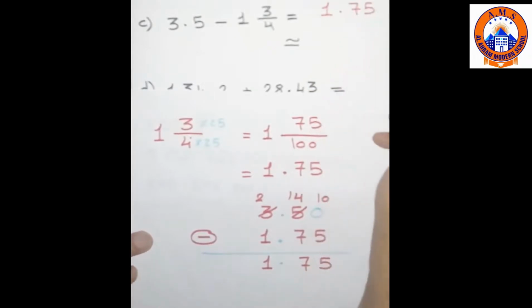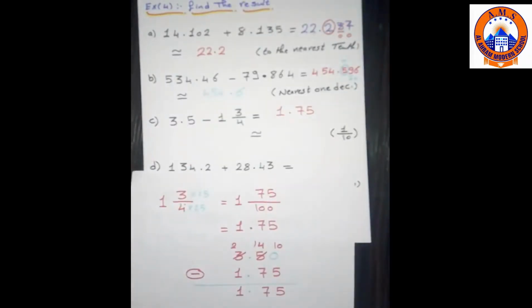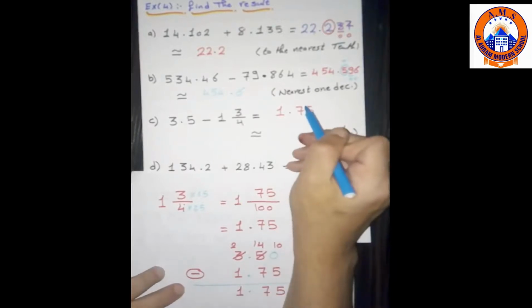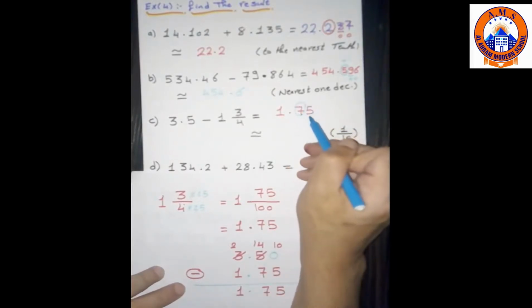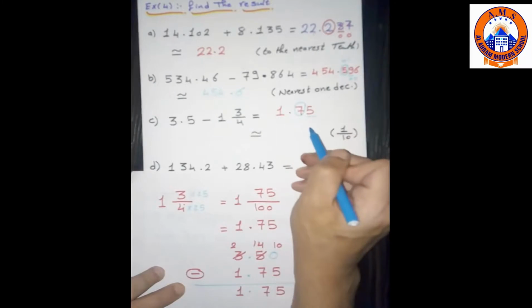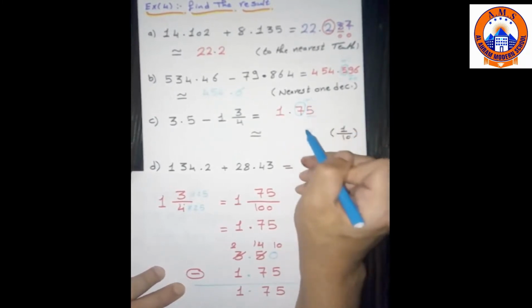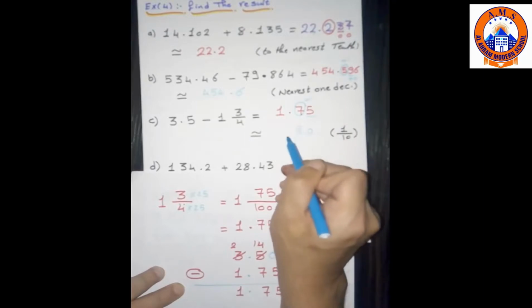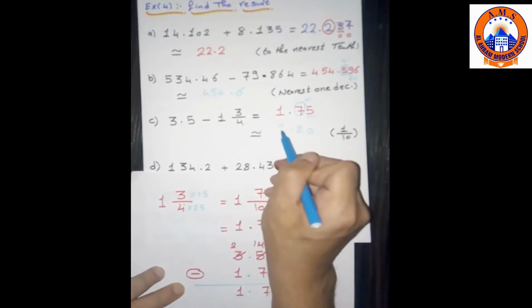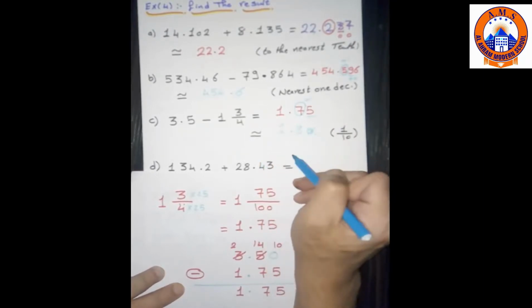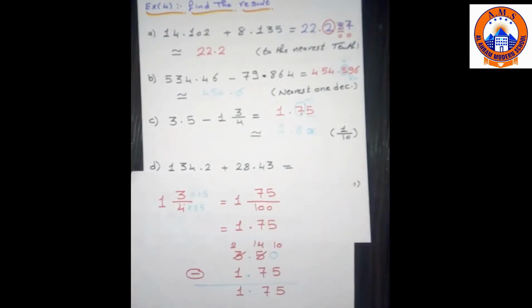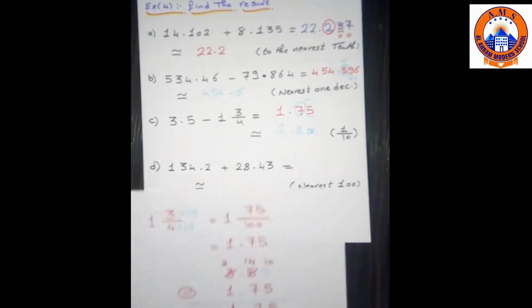Then we approximate to the nearest tenth. The tenth digit, or the first decimal place, is 7, and underline this 5 turned into 0. 5 is a strong number, it increases 7 by 1, it becomes 8, and we have point and 1. We can cancel this 0, so the answer is 1.8. Question number 2.